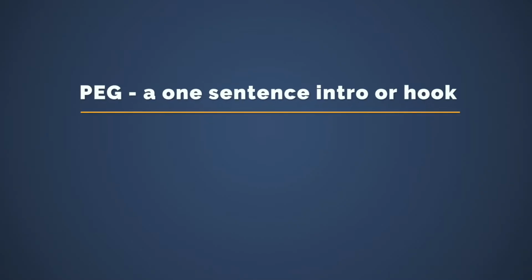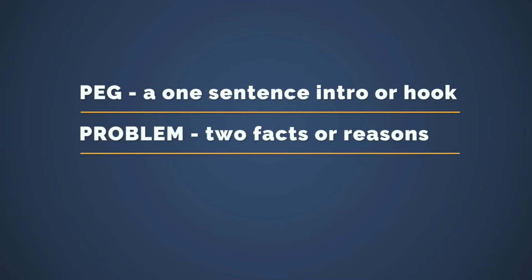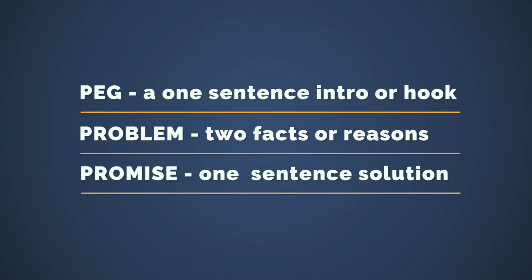Letters to the editor should be personal, short, and lay out the facts of your argument. There are many ways that you can write a letter to the editor, but here's a formula that we at Heritage Action use. It has 3 simple parts. First, peg, a 1-sentence introduction or hook. 2, identify the problem with 2 facts or reasons, and then finally wrap it up with a promise, a 1-sentence solution. So let's break that down again.